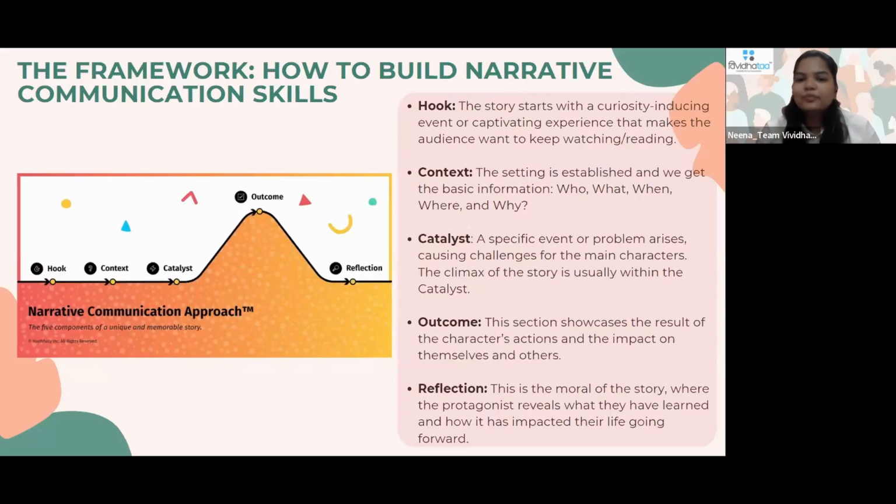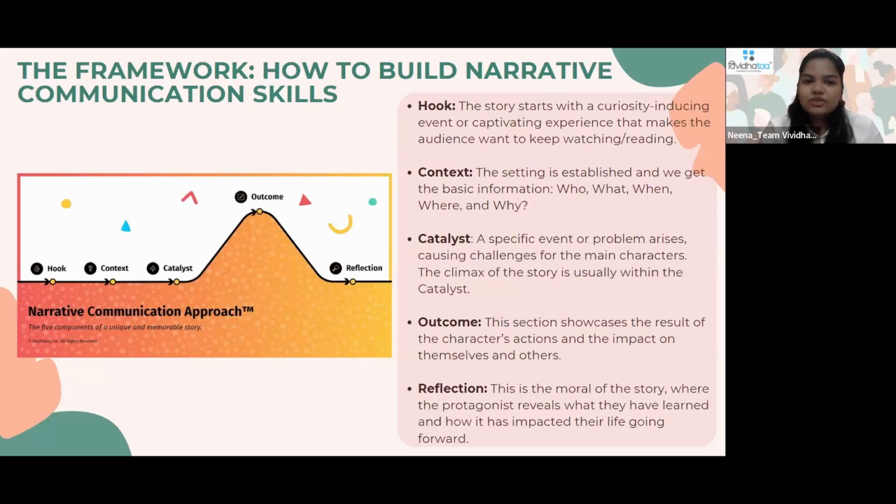Then catalyst. We know catalysts are something which combines, which shows us a way of how to move from one point to another. So what was the problem? What was the main issue in hand? What is the main part of the story? A specific event, a problem causing challenges, or what is the story about? That is catalyst.